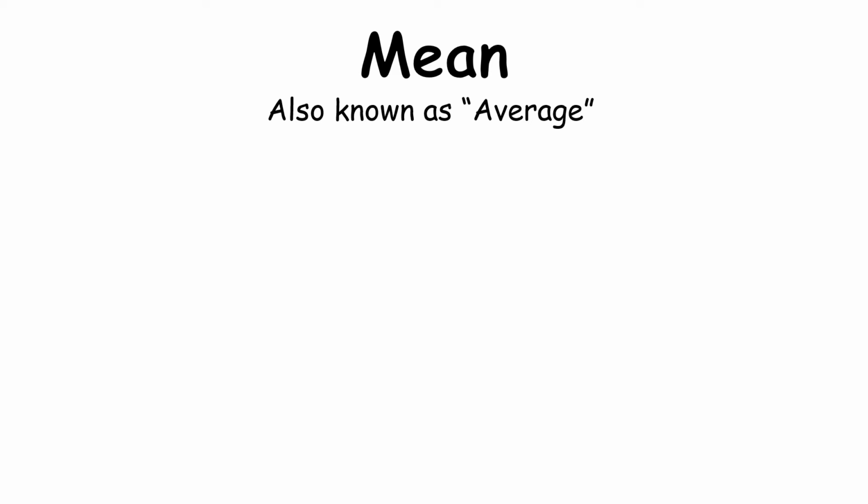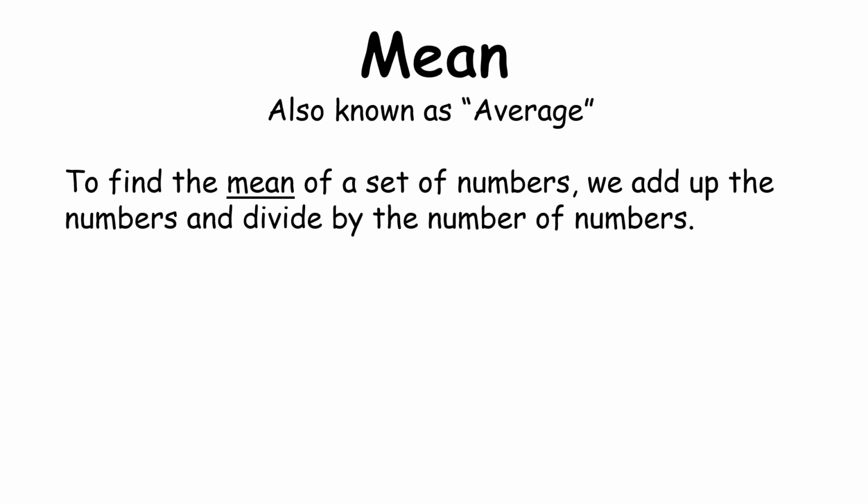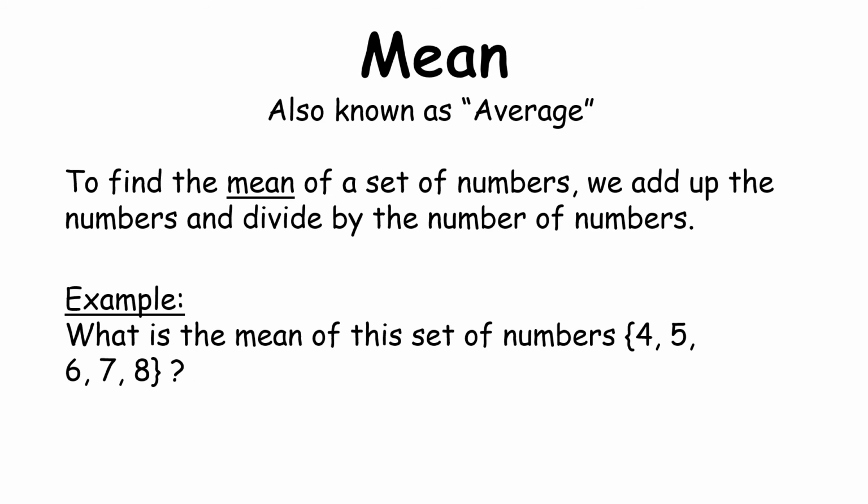So mean is also known as average, and I use that in inverted commas because it's not the average, it is an average. But mean is where you add and divide by the number of numbers, and that's the one we're probably most familiar with. If somebody asks you to get an average, you'll add all the numbers together and then divide by the number of numbers. So let's do a quick example.